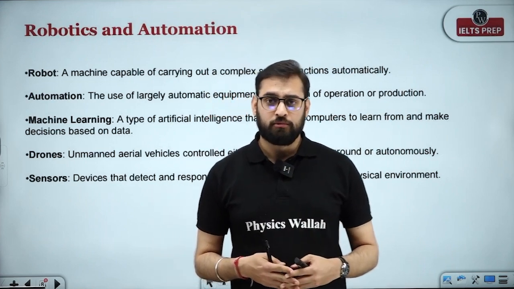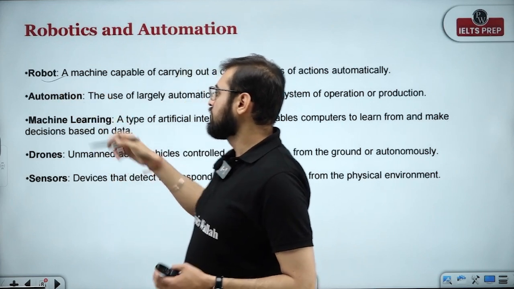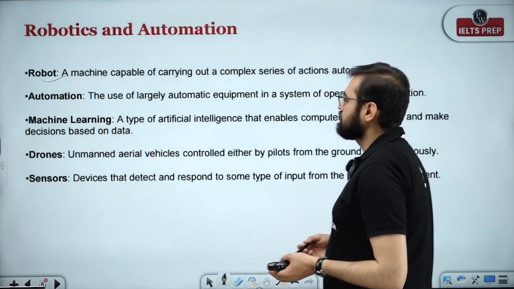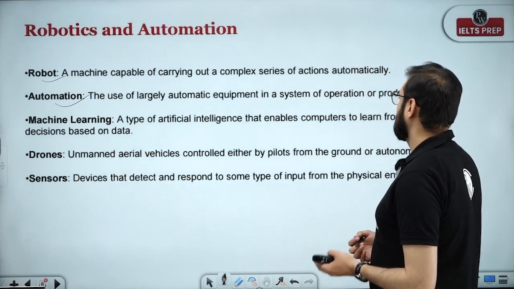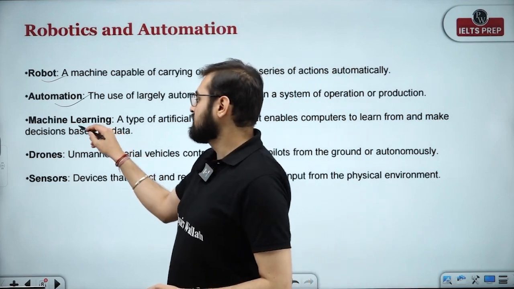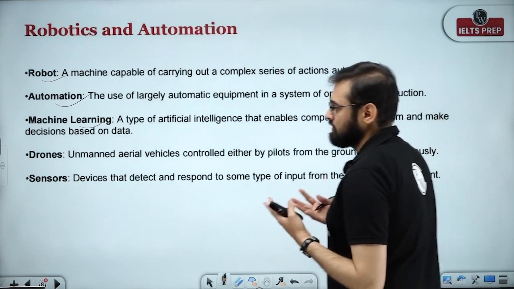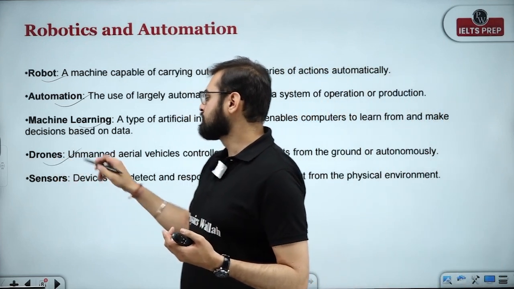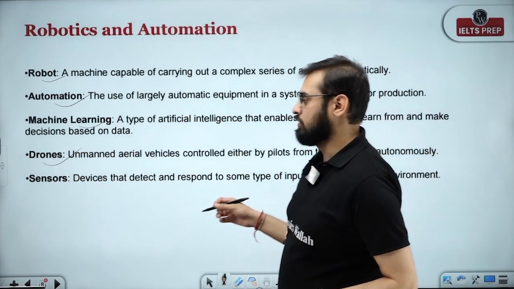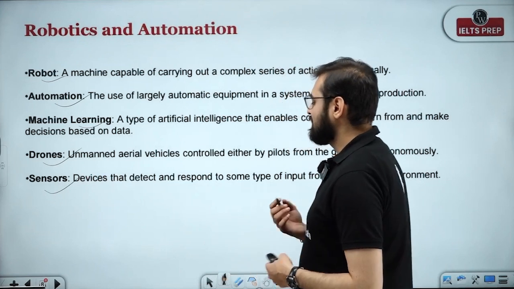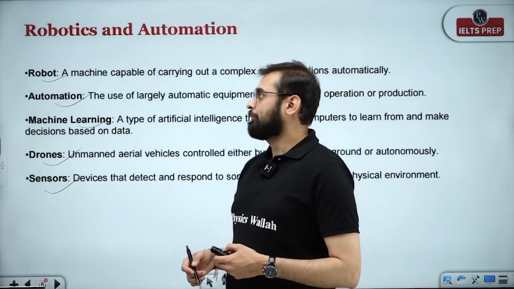Similarly, there could be some questions about robotics and automation as well. These words could be used. Robot, a machine capable of carrying out a complex series of actions. Automation, the use of largely automatic equipment in a system of operation or production. Machine learning, a type of artificial intelligence that enables computers to learn from and make decisions based on data. Drones, unmanned aerial vehicles controlled either by pilots from the ground or autonomously. Sensors, devices that detect and respond to some type of input from the physical environment.